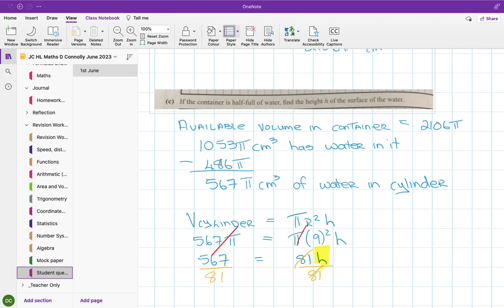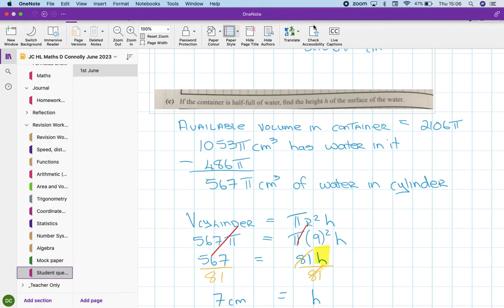So that gives us 7 centimeters high. Okay, so again, hope that is helpful.